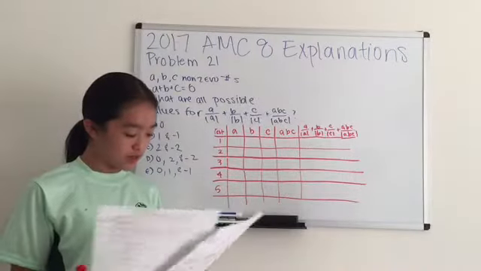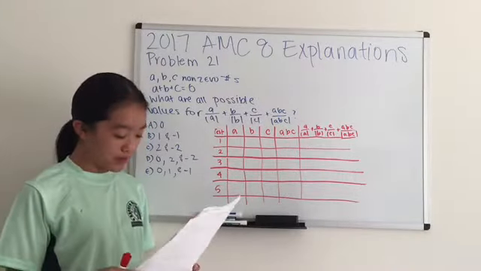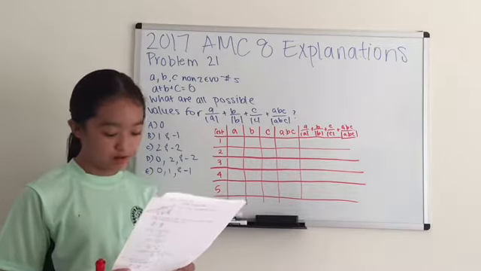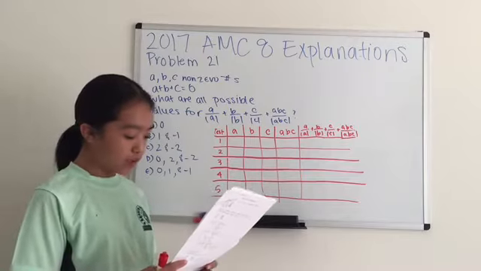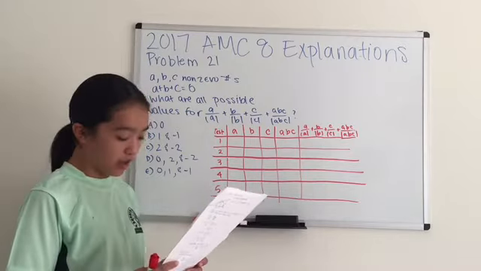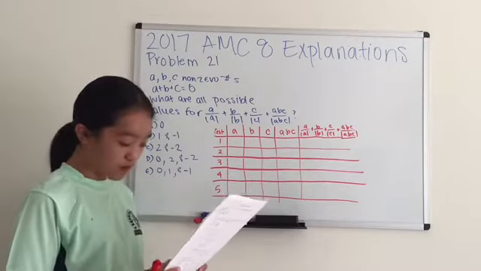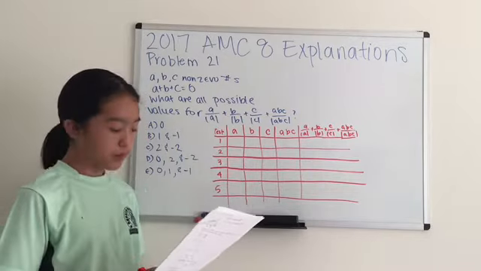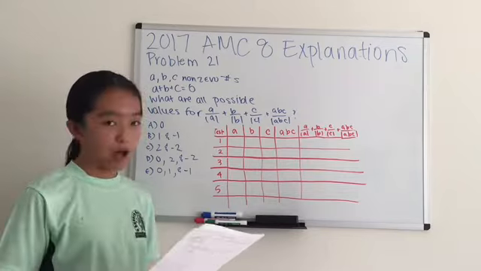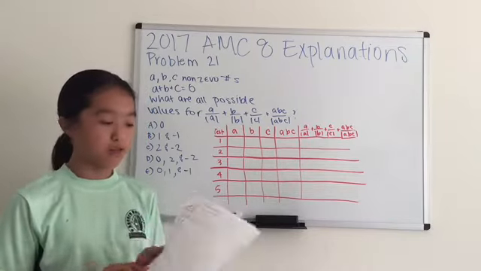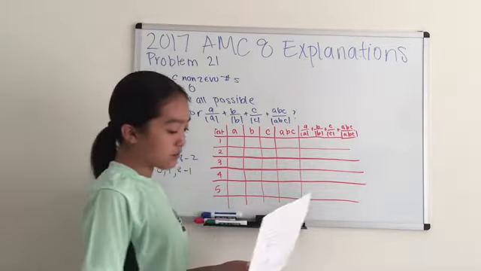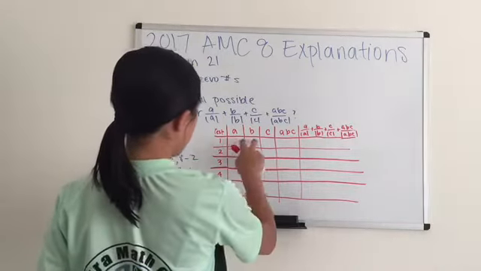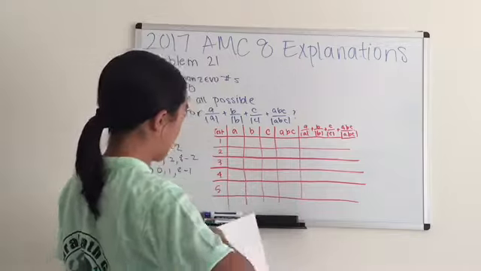Problem number 21 states, suppose A, B, and C are non-zero real numbers, and A plus B plus C equals 0. What are the possible values for A over the absolute value of A, plus B over the absolute value of B, plus C over the absolute value of C, plus A times B times C over the absolute value of A times B times C? So in order to solve this problem, we should first make a chart, and then it's kind of like a trial and error kind of thing.